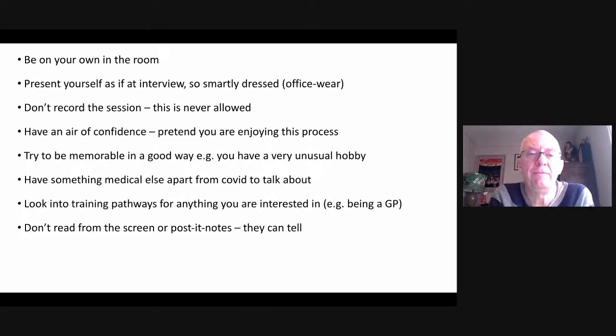You must be on your own. They may well check that. Do not have anyone else in the room. That will, A, put you off, and B, mean that the interview isn't valid. How should you dress? Smartly, even if it's just the top half, as if you were going to work in an office. Don't record the session. That is basically illegal. Don't write down any questions. Don't record anything. That's just not allowed.